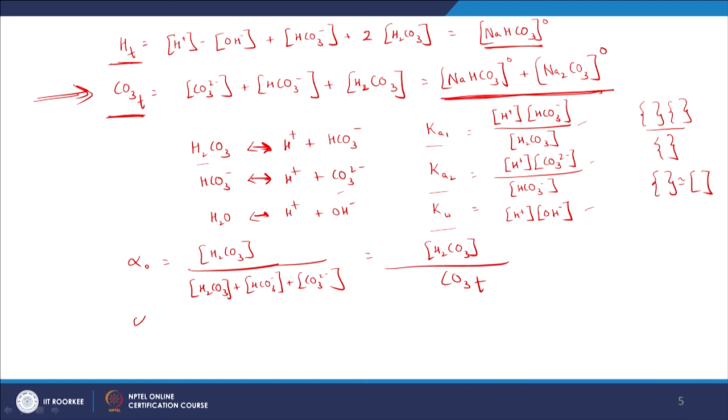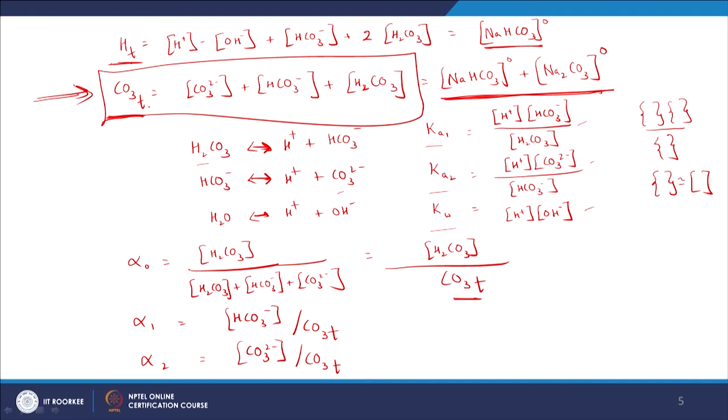Similarly, alpha 1 is going to be equal to HCO3 minus by CO3 total, and alpha 2 is going to be equal to CO3 2 minus by CO3 total. Where do we have this CO3 total from? It is from this particular equation here. Anyway, we are done with that for now. So let us try to analyze or solve for this particular equation here, H total. I will move on to the next slide.